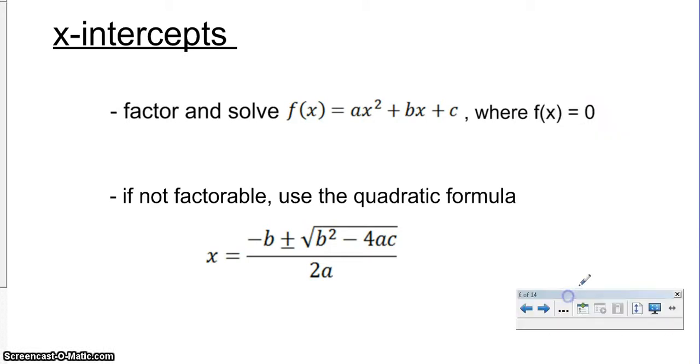Next, let's talk about x-intercepts. These are all essential pieces if you want to graph a quadratic function. If you are looking for x-intercepts, you have two ways of solving. You can either factor and then solve those factors when the function is set equal to 0, or if the function is not factorable, you can use the quadratic formula listed here, although we should all have that memorized by this point in your math career.